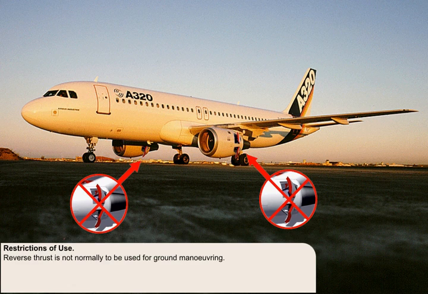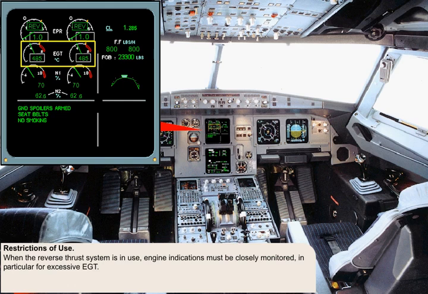Reverse thrust is not normally to be used for ground maneuvering. When the reverse thrust system is in use, engine indications must be closely monitored, in particular the exhaust gas temperature. It should be borne in mind that re-ingestion of the exhaust gases will cause the EGT to increase, perhaps exacerbating a situation where high ambient temperatures are already causing the EGT to be close to its limit.